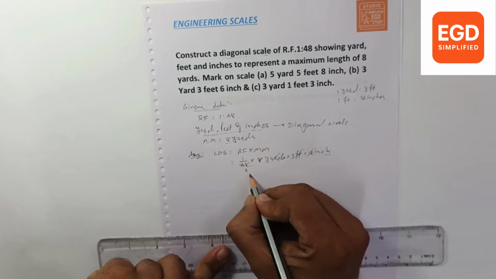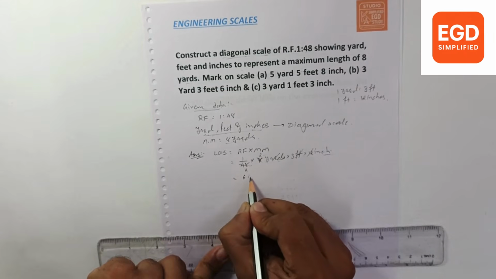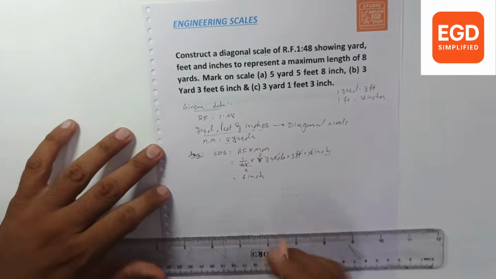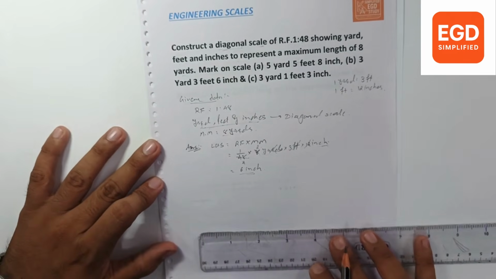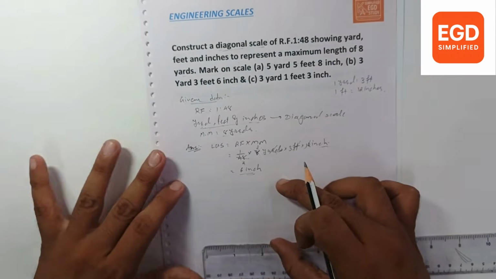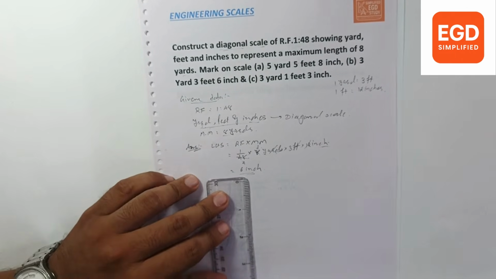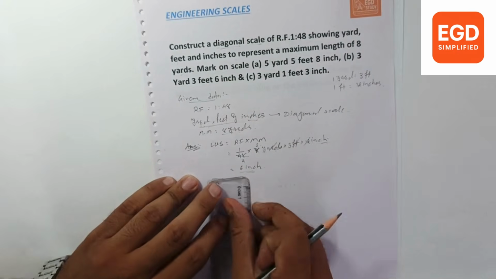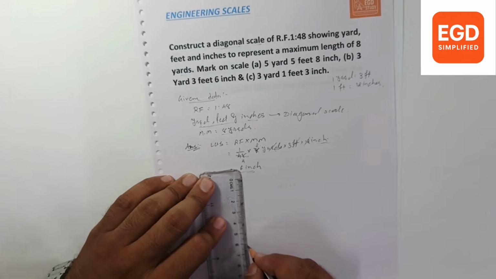12 4s are 48. 2 into 3, that is 6, and the unit is inch. So we have to draw a 6-inch long line. So plot a 6-inch long line after leaving near about 10 centimeter distance below. You may take a 7 centimeter measurement.